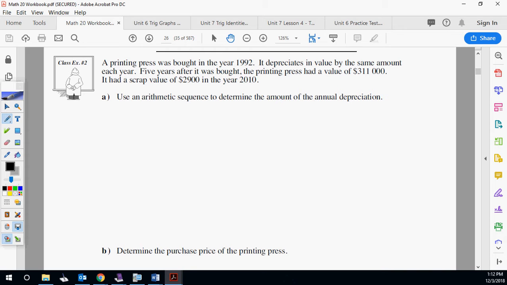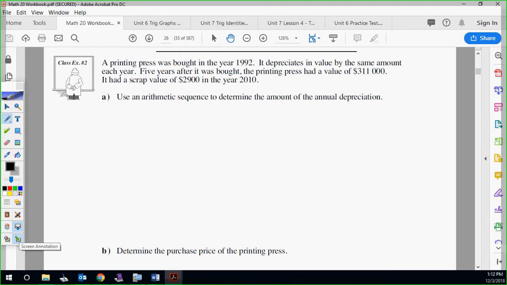5 years after it was bought, what does that mean to us? T5, good. We want you to think of a T5. Yes, it is 1997, right? But yeah, T5. So T5 is 311, okay? And then 2010, so that was 18 years. So then that's T18. So after 5 years, it was this much. After 18 years, it was this much.